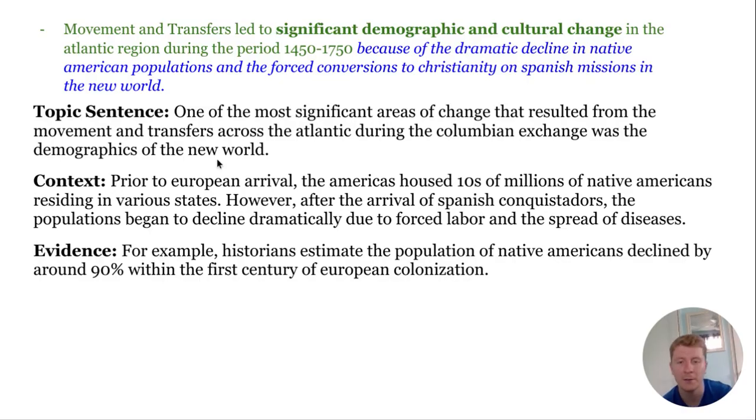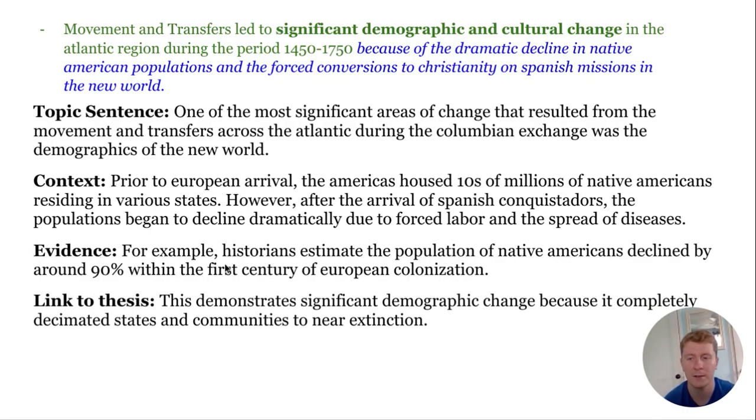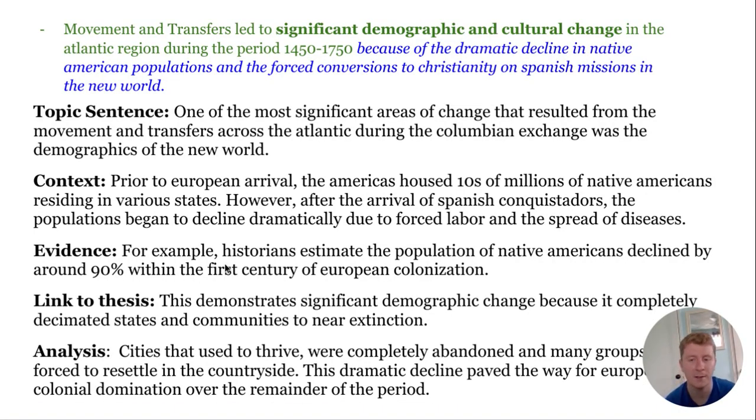And so I enter this in. Now I need to connect it back to the thesis. So I might say, this demonstrates significant demographic change. That was the whole point. The change is significant because it completely decimated states and communities to near extinction. Just showing how, prior to the arrival, they had states and communities. Now they're nearly extinct.